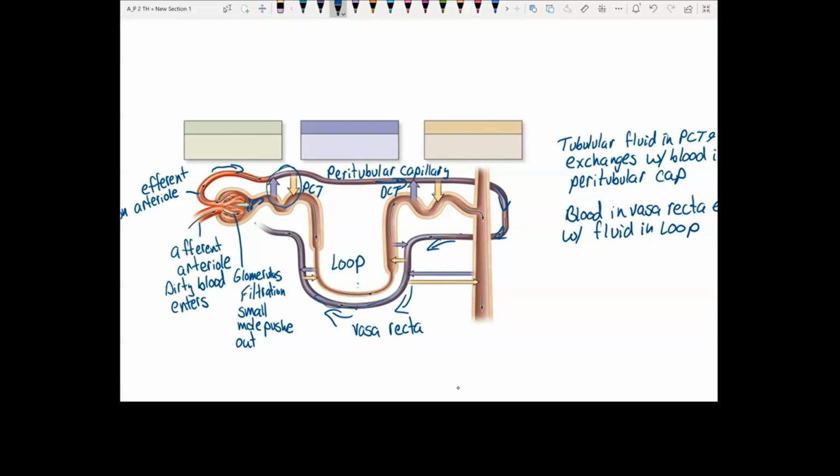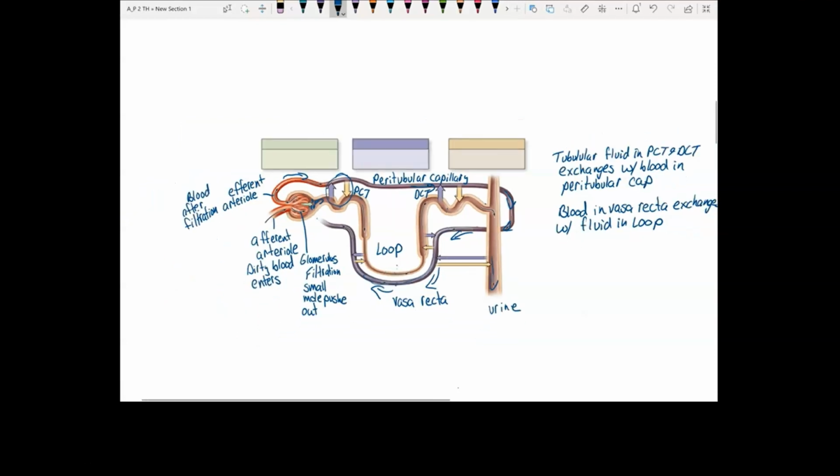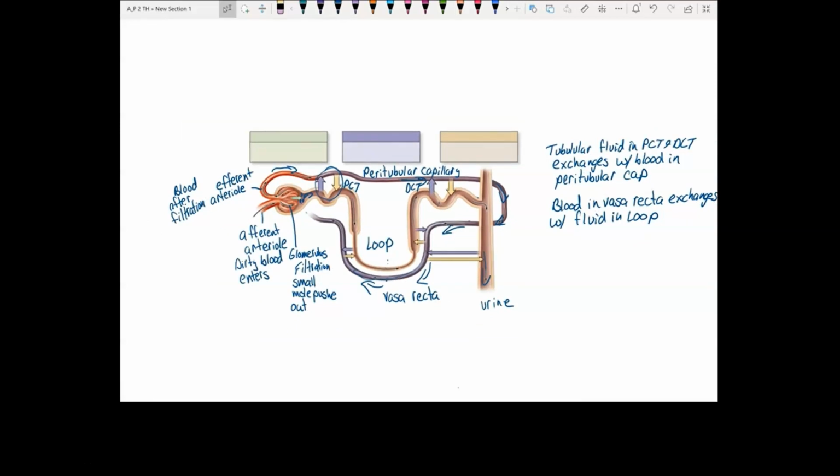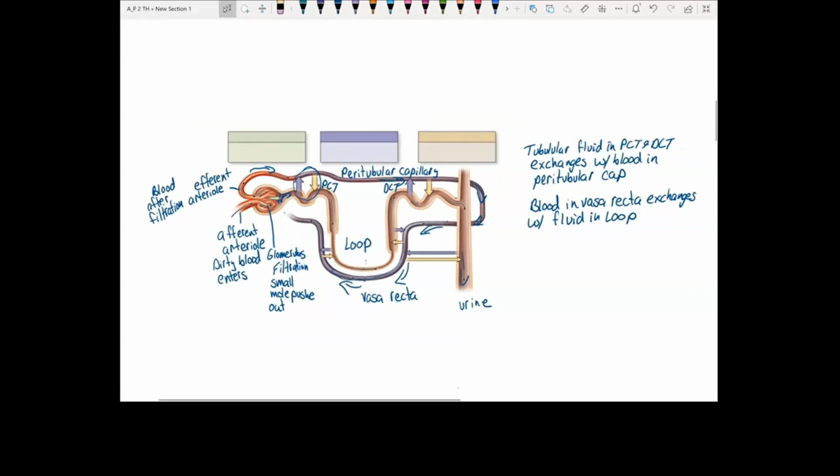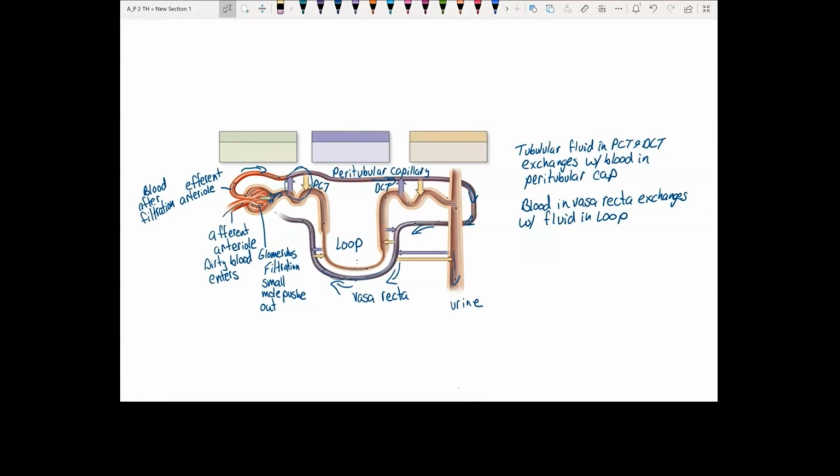The fluid goes from the proximal convoluted tubule down here to the loop, exchanges with the vasa recta, then comes back up to the distal convoluted tubule, exchanges with the peritubular capillary. Then the fluid goes into the collecting tubule, collecting duct, it goes down this way, and what you get at the end here is urine. So there is an overview of how you filter the blood and make urine. I know this is a lot, but we're going to go through it in more detail, piece by piece, and it will start to make sense. This is just your overview of it.